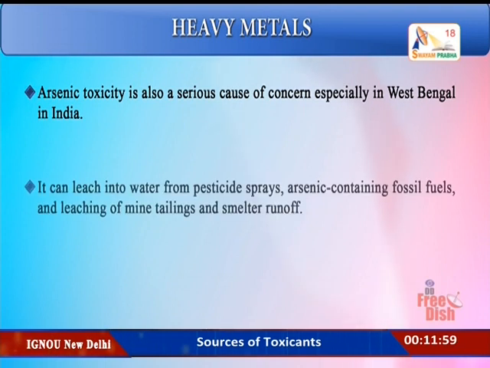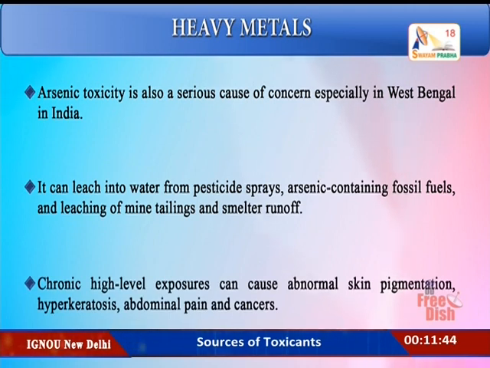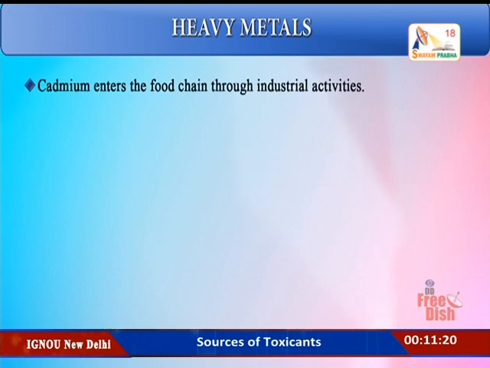Arsenic especially can leach into the water from pesticide sprays, from arsenic-containing fossil fuels, from the leaching of mine tailings, and also from smelter runoff. So there are acute and chronic level exposures. Chronic high-level exposure to arsenic can cause abnormal skin pigmentation, hyperkeratosis, abdominal pain, and also cancers. If you see the skin of people affected by arsenic toxicity, they will also have leprosy-like lesions. The first stage is keratosis, then it becomes melanosis, and then it becomes leprosy-like lesions.